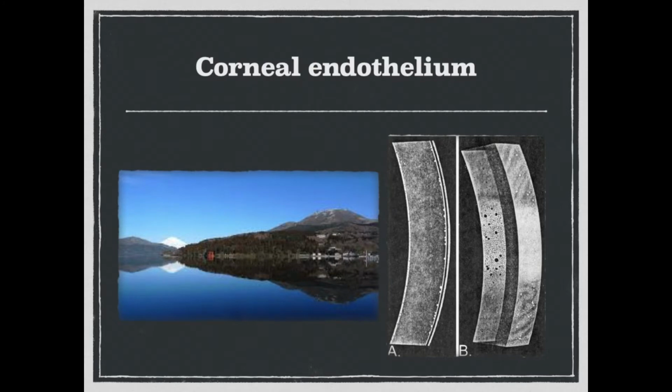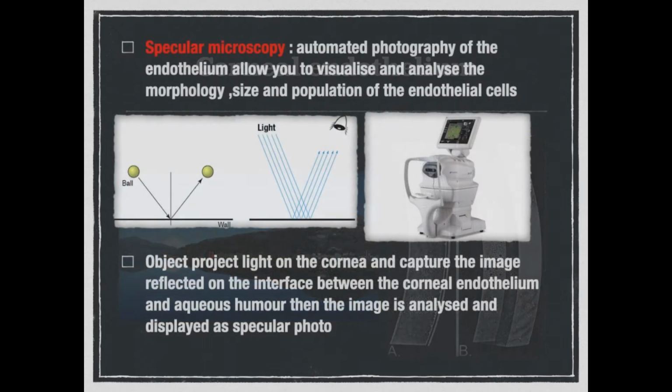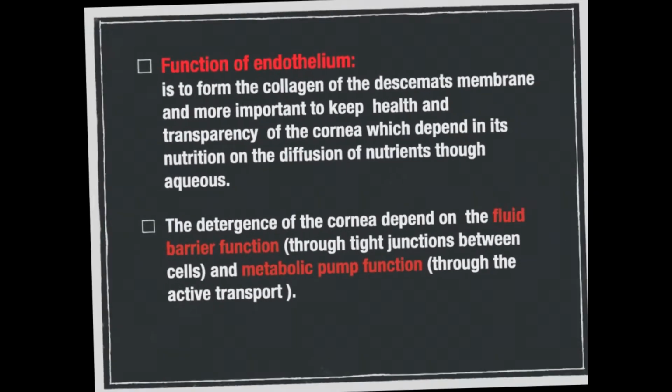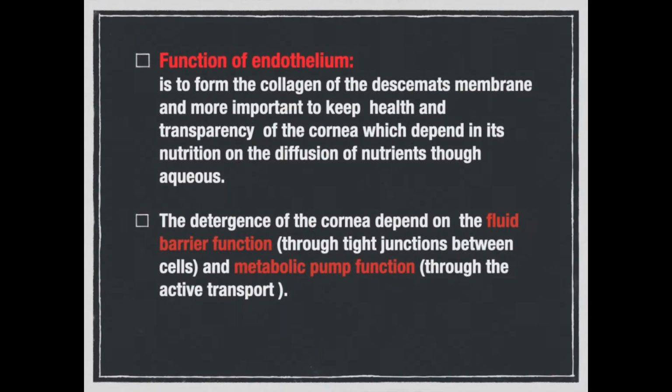This is a specular reflection of the corneal endothelium. The function of the endothelium is formation of the collagen of the Descemet membrane and, more important, to keep the health and transparency of the cornea, which depends on its nutrition, on diffusion of nutrients through the aqueous. Deturgescence of the cornea depends on the fluid barrier function through the tight junctions between the cells and the metabolic pump function through active transport.